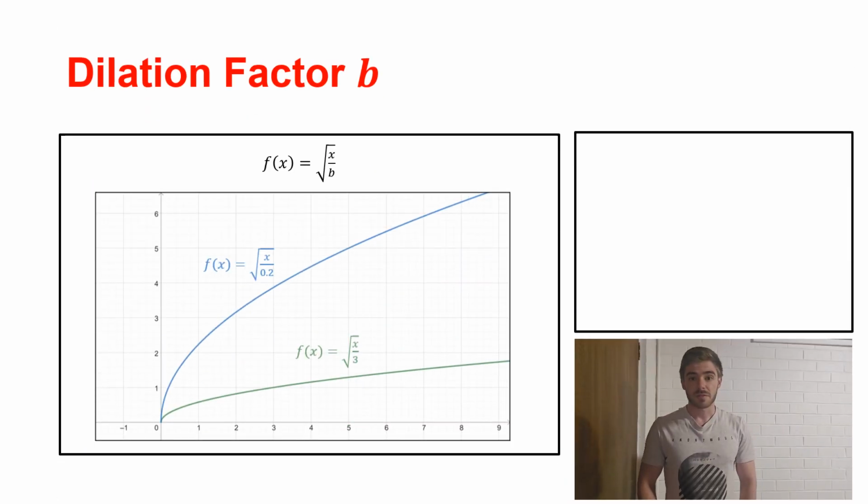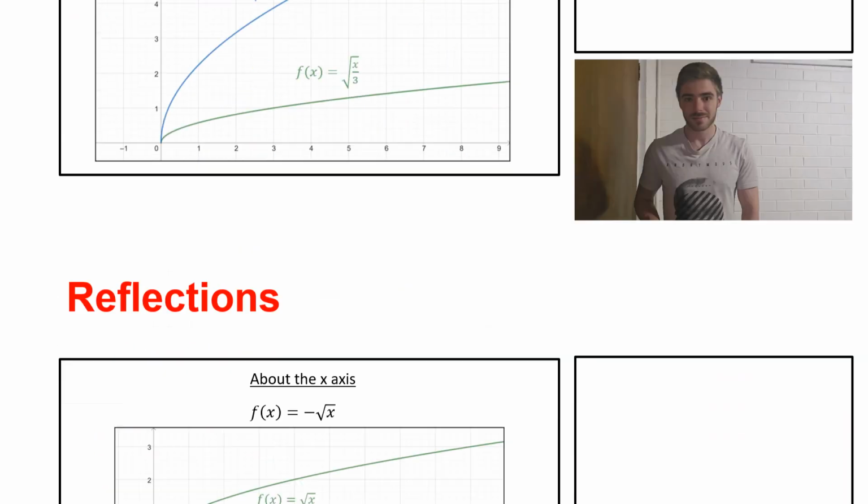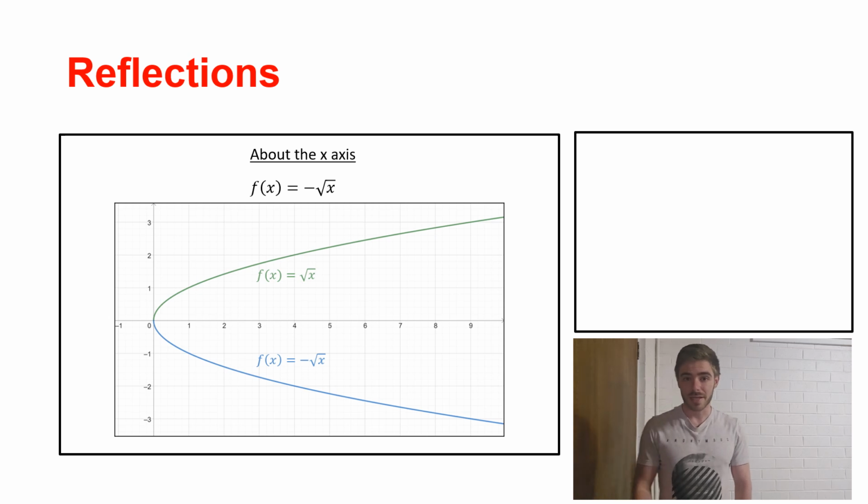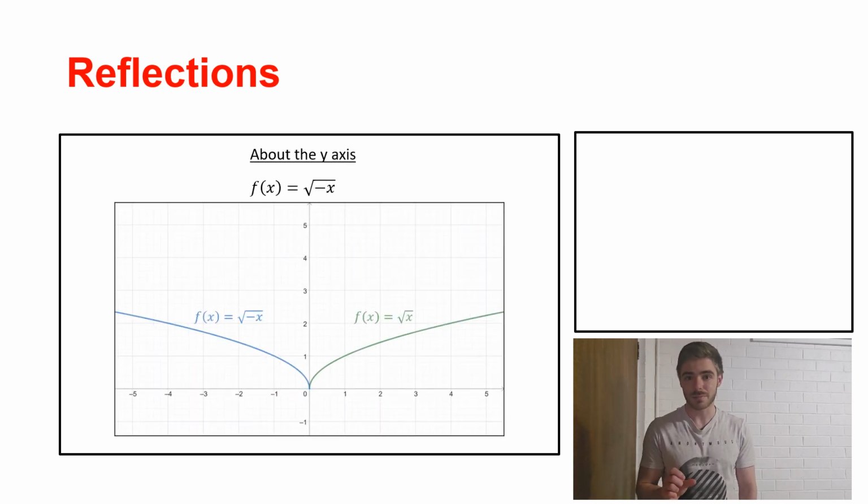The b term is very similar to a. It actually works in the opposite way. So if b gets larger, we get closer to the x-axis, and if b gets smaller, we get further from the axes. Reflections are identified by negative signs. A reflection about the x-axis is given by a negative sign at the front of the function, and a reflection about the y-axis is given by a negative sign on the x variable itself.